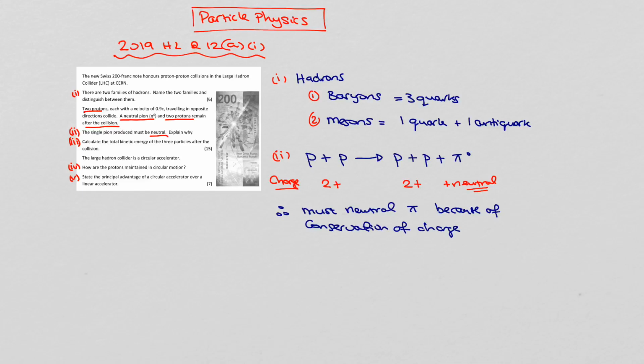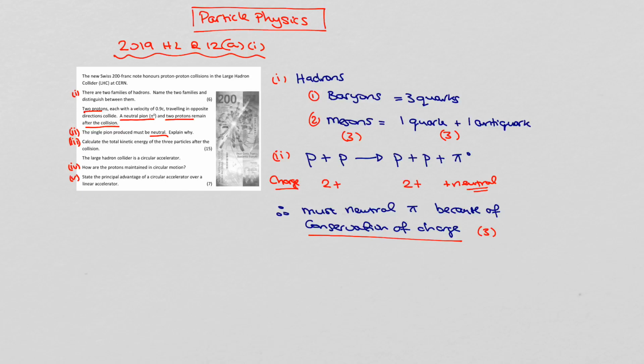Okay, so we were getting 3 for stating our baryons and our mesons as the two families, and 3 for distinguishing between them. And then we were given 3 for mentioning conservation of charge. So that was the key to the answer here, that we have to conserve our charge. So the next part of the question then is our calculation.